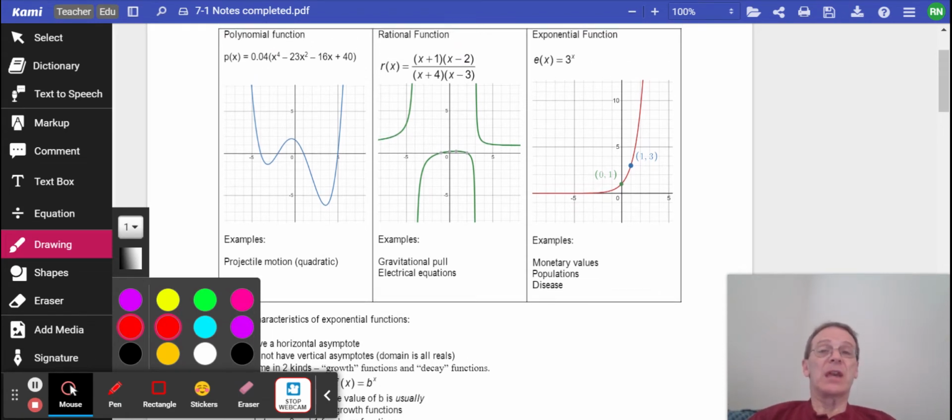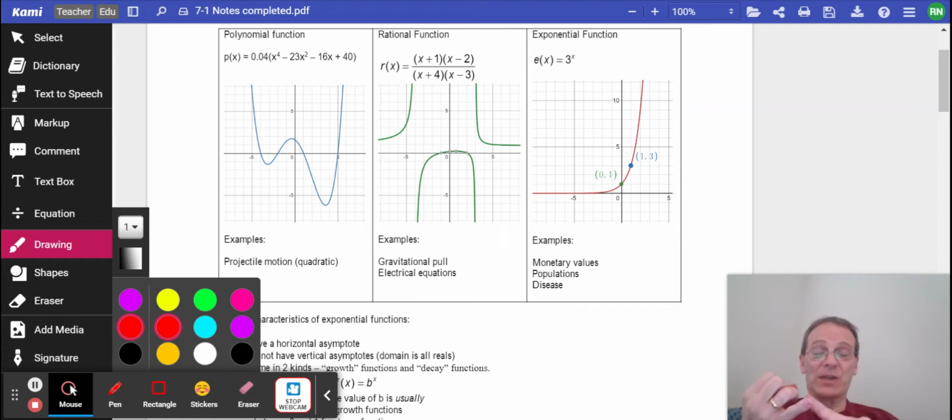Exponential functions is probably the one that's going to touch the most of you in the most significant way in your life, in the sense that, let's talk about what kinds of examples exponential functions represent. Monetary values, things that are going up in value or things that are going down in value. We need to understand exponential functions to study those things, or populations as they're going up or going down, or diseases like COVID-19 can be modeled very effectively and studied very carefully with exponential functions.